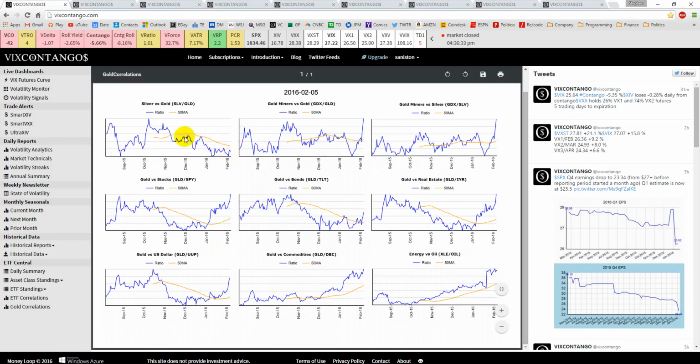And the final report is the gold correlations report, right here, which compares various gold related indices. So we have comparison of silver versus gold, gold miners versus gold, gold miners versus silver, gold versus stocks, gold versus bonds, gold versus real estate, gold versus the US dollar, gold versus commodities, and also energy versus oil. But in general, you can kind of see that gold is in a little bit of an uptrend again, and most major asset classes as well, except for silver, which is lagging behind a little bit.